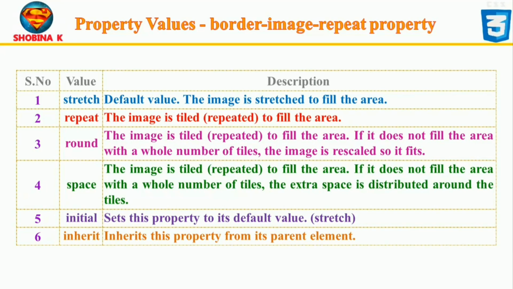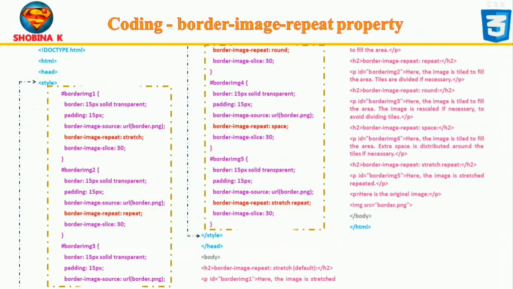The space value is again the same as repeat, but this value adds space between each edge regions to create a seamless pattern. If the image does not fill the area with whole number of tiles, the extra space is distributed around the tiles. Initial will set this property to its default value. Inherit will inherit this property from its parent element. And here is an example for border image repeat property with stretch, repeat, round and space values.